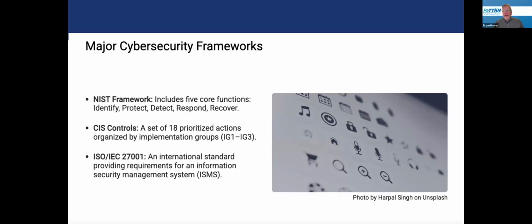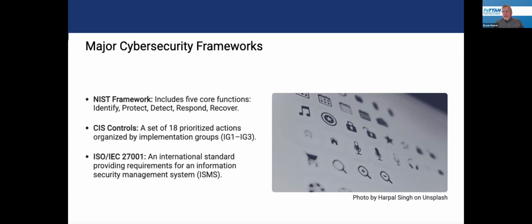Now, several key cybersecurity frameworks have emerged as foundational standards in the industry. The NIST cybersecurity framework is widely adopted in the United States and beyond. It provides a flexible, cost-effective approach to managing cybersecurity risks centered around 5 essential functions. The CIS controls offer a highly practical and prioritized set of defensive actions, which are particularly useful for guiding implementation based on organizational resources. With 18 controls grouped by implementation complexity and impact, it's a hands-on roadmap for operational security.